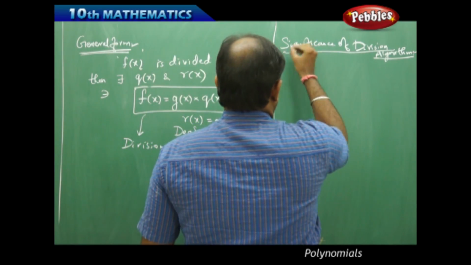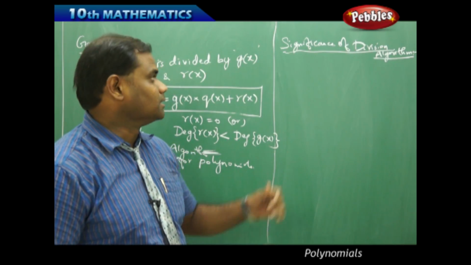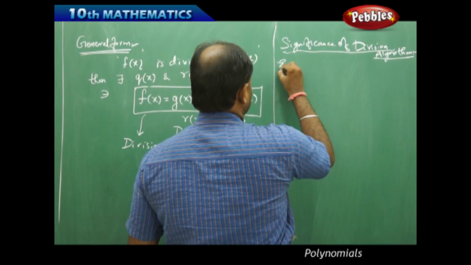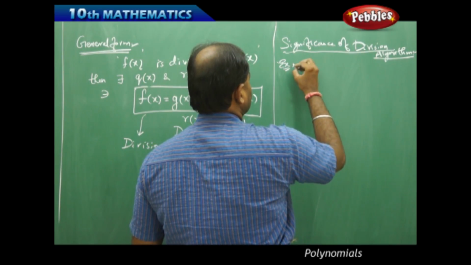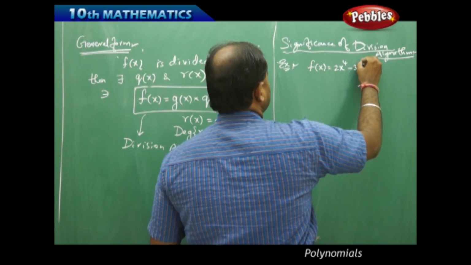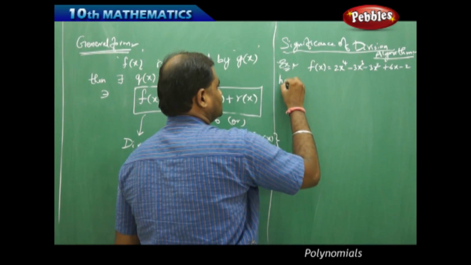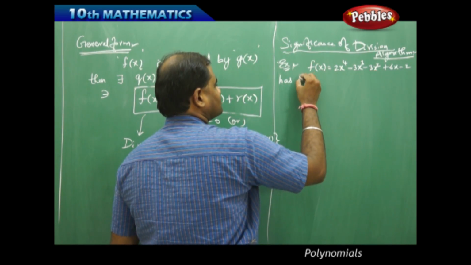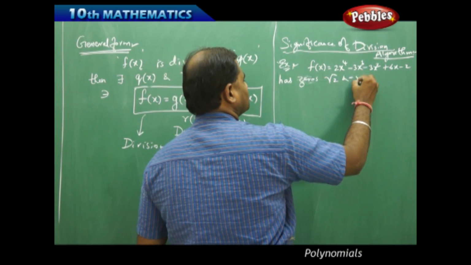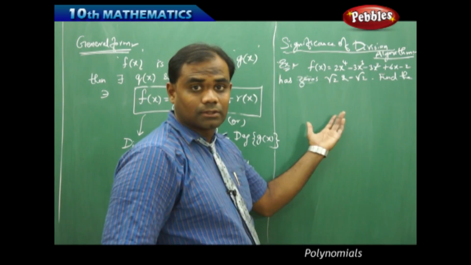In this case, say for example, I take an example problem and identify how division algorithm helps me in finding the solution of the given problem. Say my question here says, the function f of x equal to 2x power 4 minus 3x cubed minus 3x squared plus 6x minus 2 has zeros root 2 and minus root 2. Find the remaining zeros is the question.